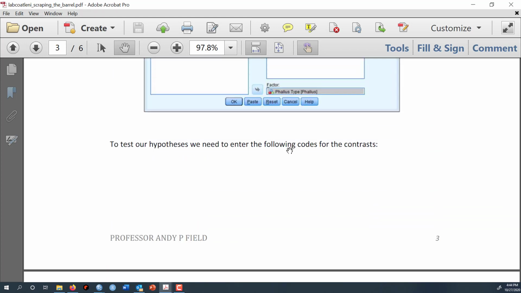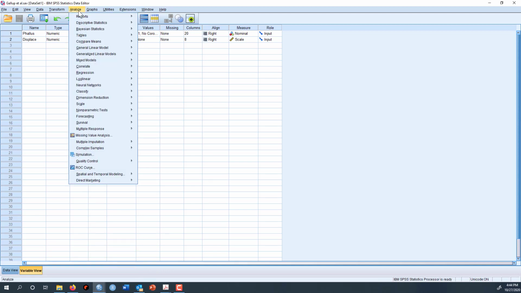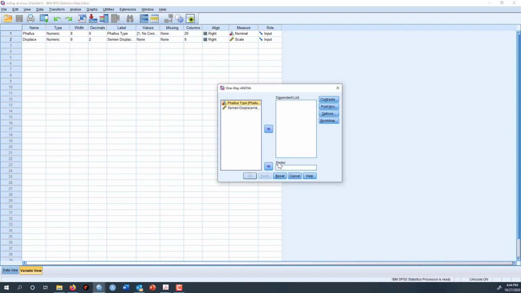These contrasts, he calls them. So I'll show you how to do it. It's actually very easy to do. Okay, so we go over here. We say analyze, compare means, and we go to one-way ANOVA. And the factor is going to be phallus type still. Now notice we don't need to define the groups because an ANOVA is more than two groups, so you don't need to define what they are. And then semen displacement on the dependent list.